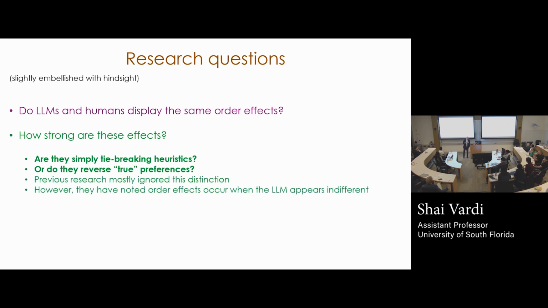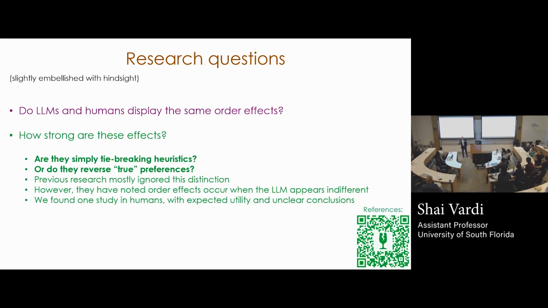Previous researchers mostly ignored this distinction. But like I said, they have noticed that it tends to happen when the LLM appears indifferent between the options, so that does seem to favor the tie-breaking explanation. There is one paper that we found that studied this question in humans. It's a bit of a mess. I'm happy to talk about it afterwards. Also, you can see it in the references. The conclusions are unclear.